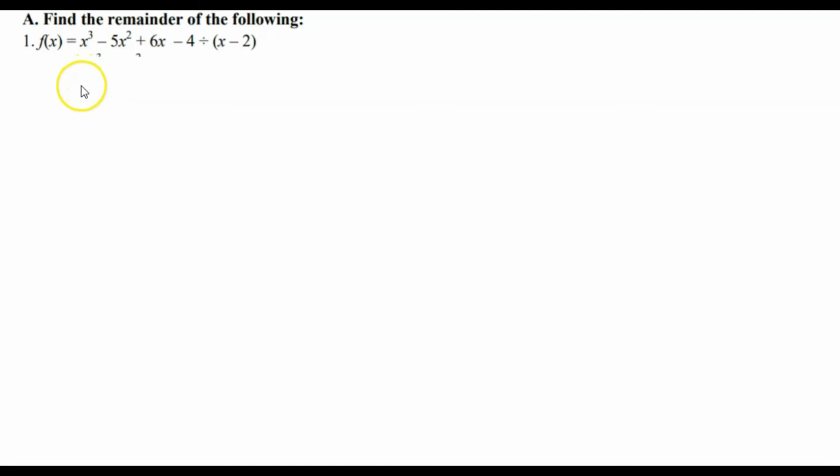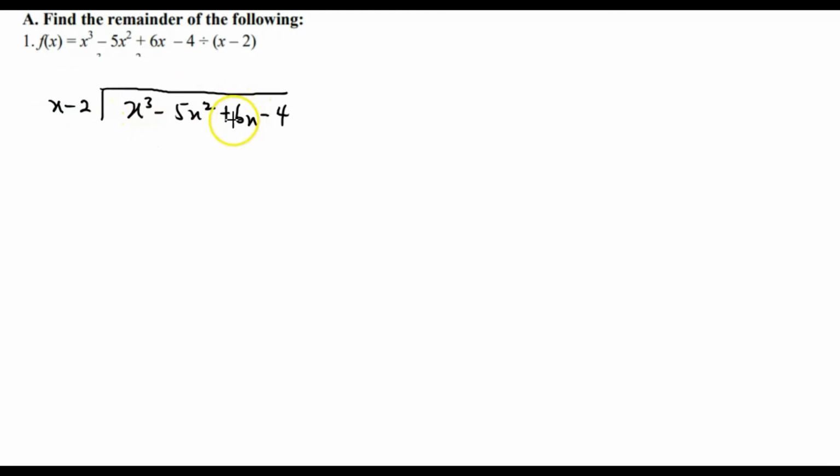Let's try using the long division approach and see the remainder when the dividend is divided by the divisor. So using the long division method, we introduce our long division sign and we have our dividend as x cubed minus 5x squared plus 6x minus 4. Then our linear divisor is x minus 2.